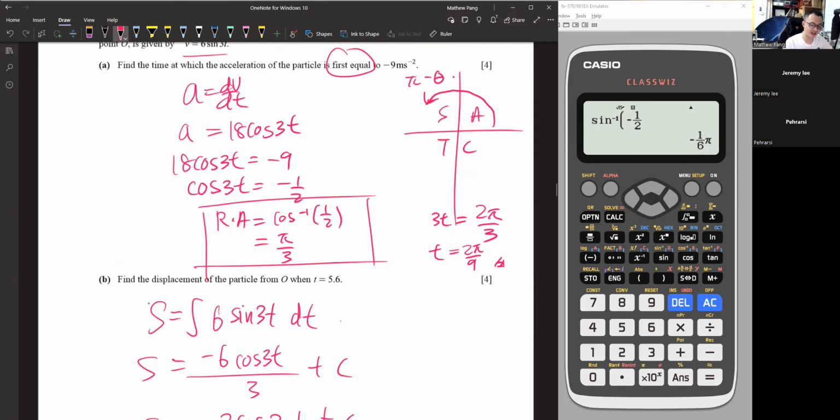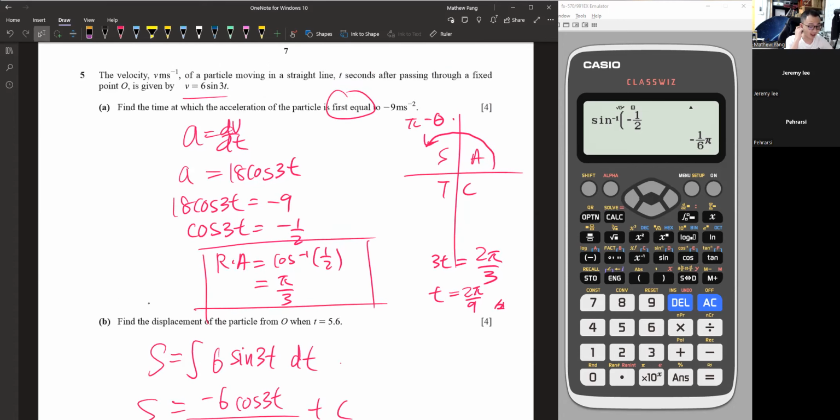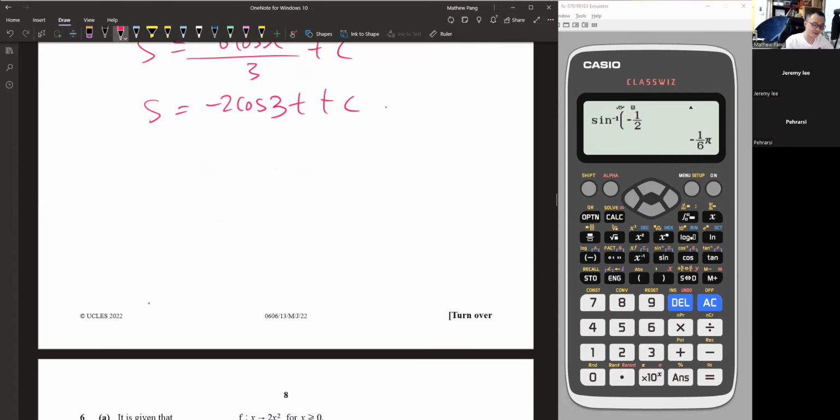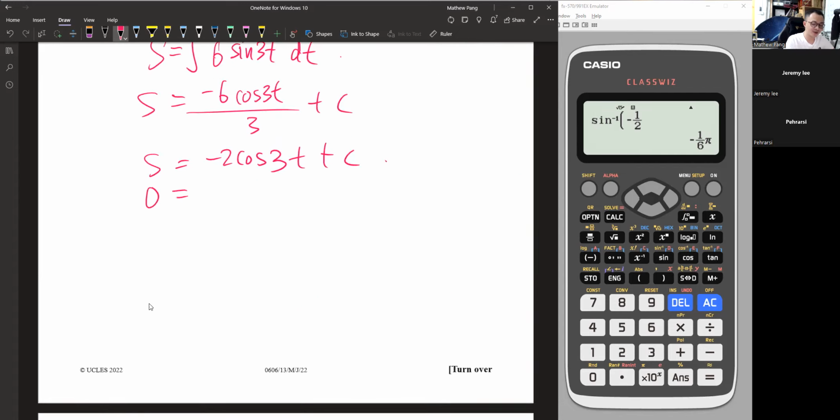Alright, so I want to find c before I sub the time into it. They say something like t seconds after passing through fixed point O. I say many times, this sentence means time is 0, displacement is 0. Okay, so sub 0 here. Cos 0 is 1, c is 2. So my S equation is -2 cos 3t plus 2.